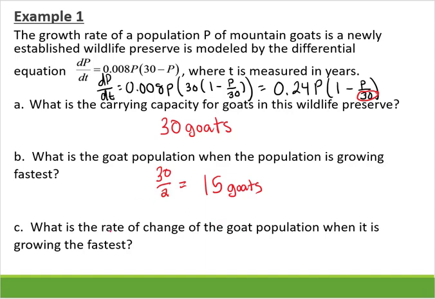And then for part C, what is the rate of change of the goat population when it is growing the fastest? So remember, this is P, 15 is P, so I plug into my dP/dt because that's a rate of change.